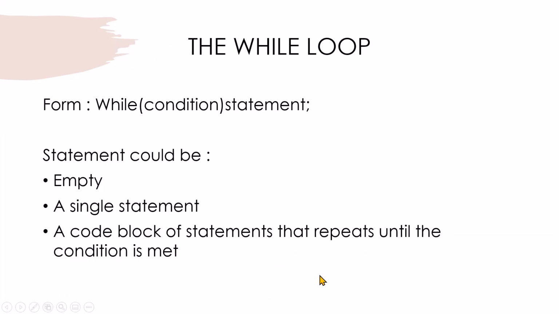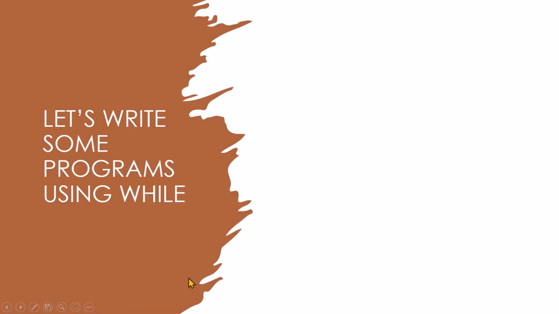The while loop. The form is like this. We put the condition in, and then of course we have our statements. This statement could be empty. That means we're just kind of having a delay, as you might call it. A single statement or a block of statements. Now write some programs using while.